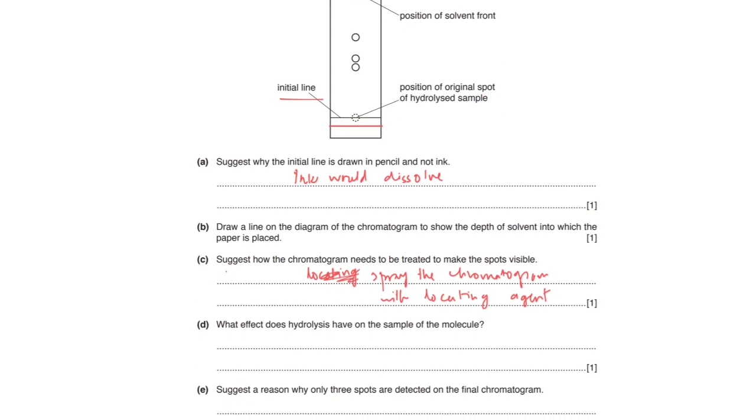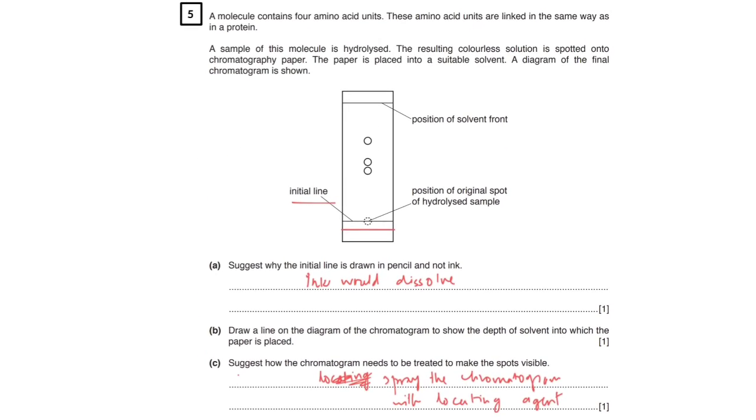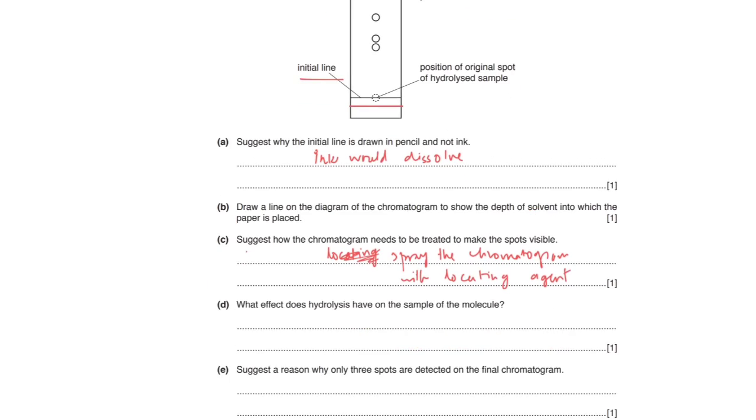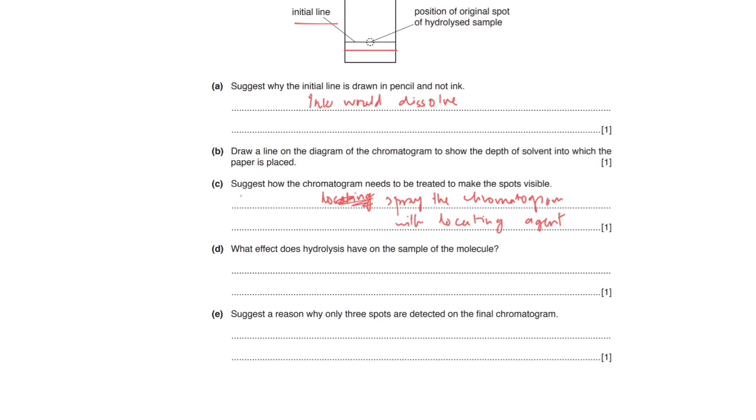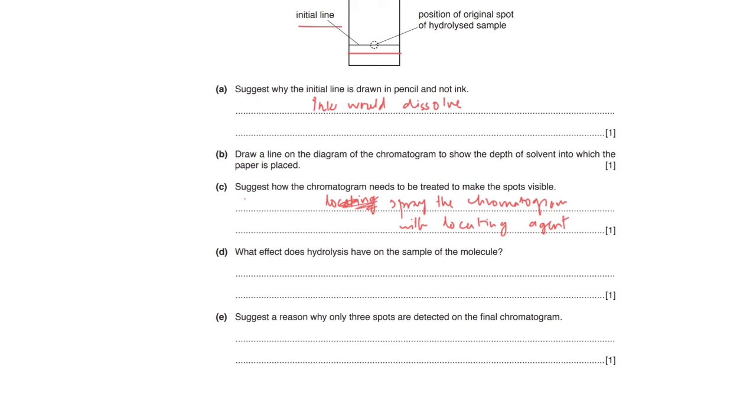Okay, what effect does hydrolysis have on the sample of the molecule? So a molecule had what? It had amino acids, right? So if hydrolysis has happened, then it is basically the hydrolysis of proteins. Now, as far as O level students are concerned, the hydrolysis of polymers has been removed from the syllabus. So you don't have to memorize it, but you need to know that when proteins are hydrolyzed, amino acids are produced. So what effect does hydrolysis have on the sample of the molecule? Amino acids are produced. Okay, right? Produces free amino acids.